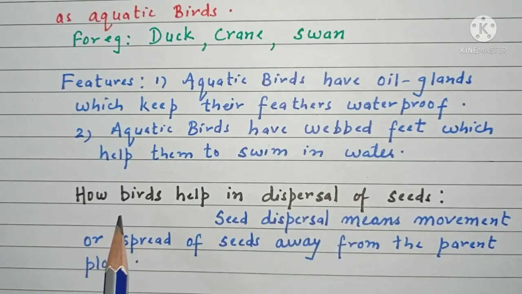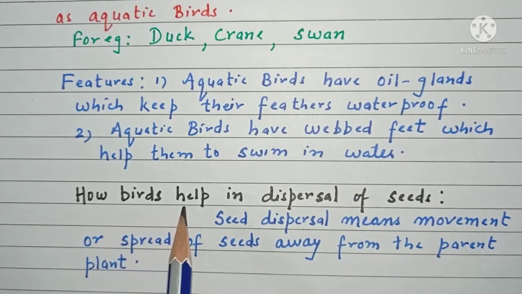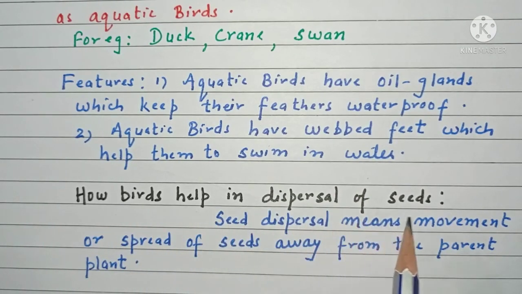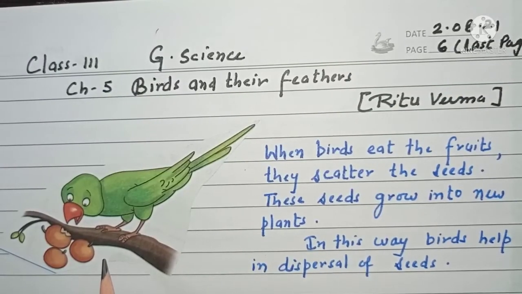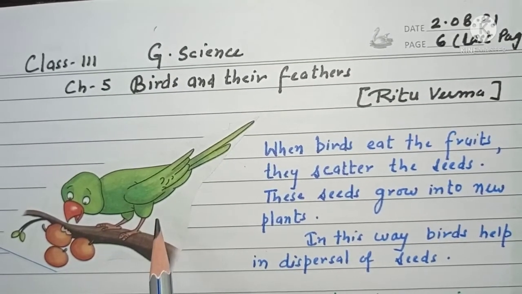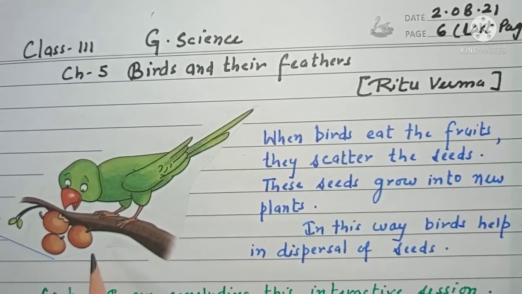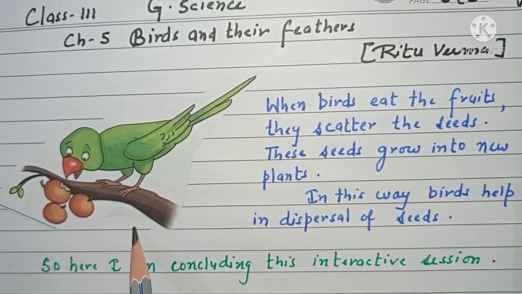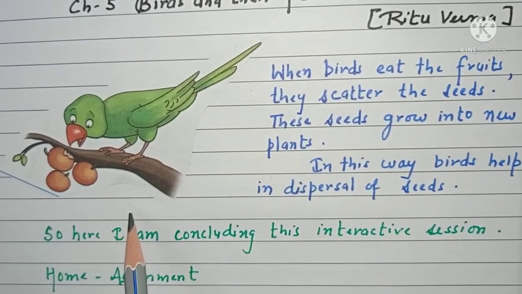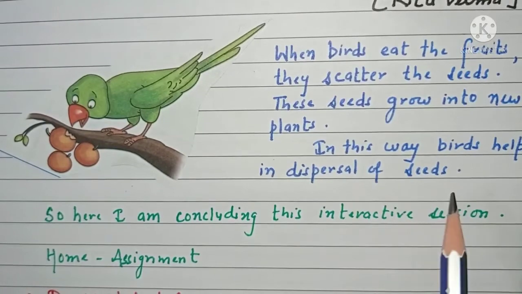Now, children, one more thing to discuss: how birds help in dispersal of seeds. Students, the dispersal word means spread. So, seed dispersal means movement or spread of seeds away from the parent plant. You might have observed when birds such as parrot eat the fruits, they scatter the seeds, and these seeds grow into new plants. In this way, birds help in dispersal of seeds.